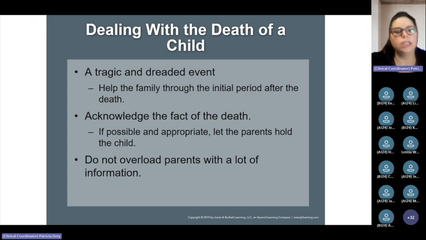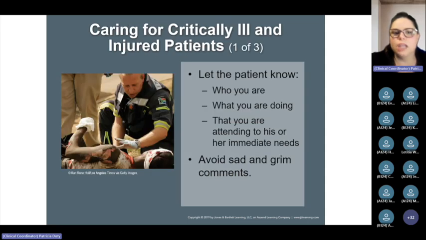Dealing with the death of a child is obviously a tragic and dreaded event. Help the family through the initial period after the death, okay? Provide as much information as possible, and even follow-up counseling and support services. One thing I do want you to understand is if the child is dead, acknowledge that. Acknowledge it as fact. If possible and appropriate, allow the parents to hold the child, and do not overload the parents with a lot of information. Just don't. Reactions can be shock, disbelief, violence. There's a lot of different things that can happen. Some parents don't show any emotion at all. So be ready for that.